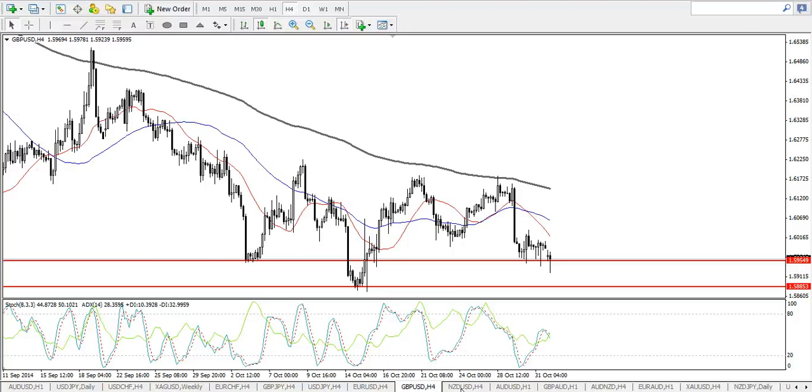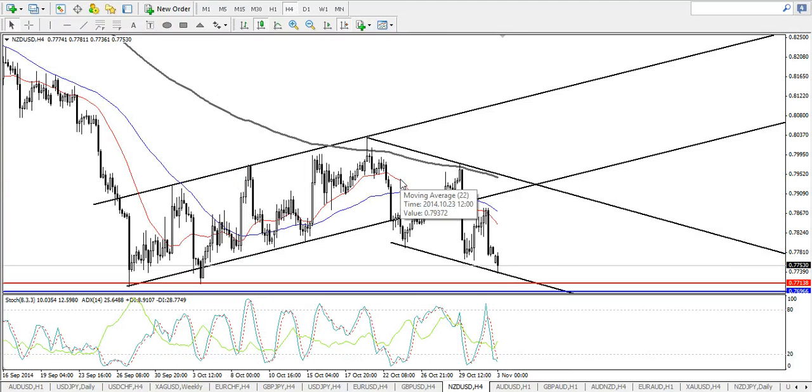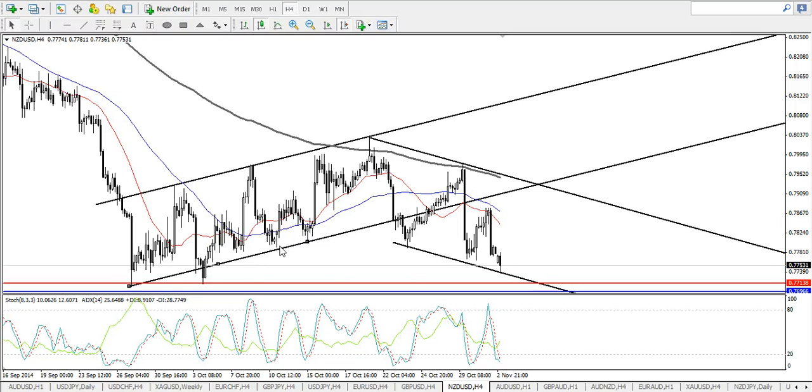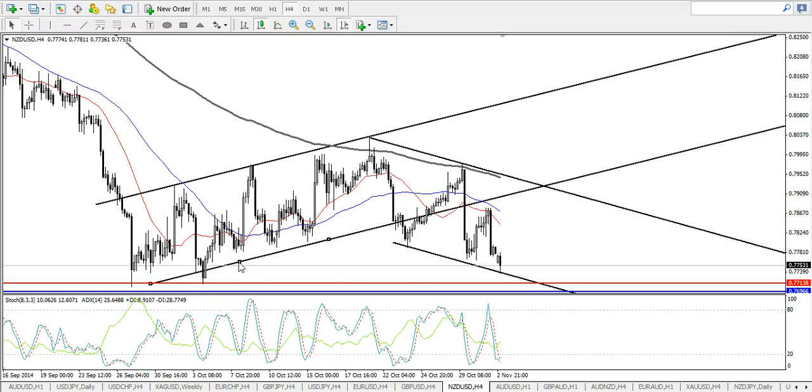Alright, next we shall look at the New Zealand dollar against the US dollar. So previously there was a rising trend channel, as you can see from here, and then it broke below this rising trend channel and formed another falling trend channel.